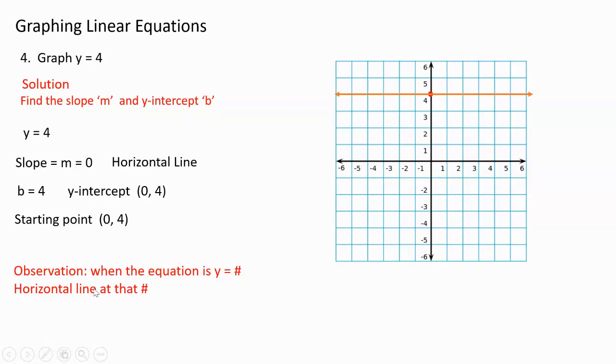Now this is the observation, guys. When the equation is y equals a number, I put the number sign because a lot of students get confused when there are too many letters, too many variables. That's why I like to put the number sign instead. That way everybody understands what's going on here. So again, observation: when the equation is y equals a number, there will be a horizontal line at that number. For example, y equals 4, so the horizontal line will be at y equals 4.